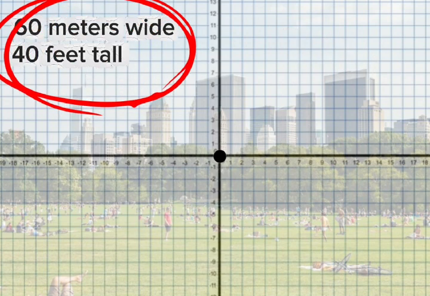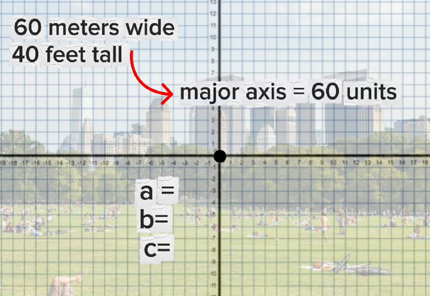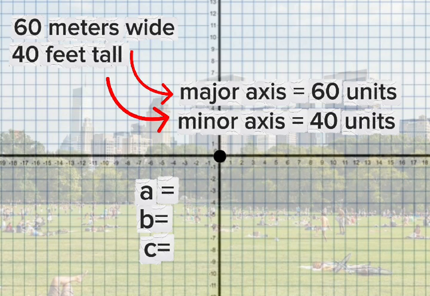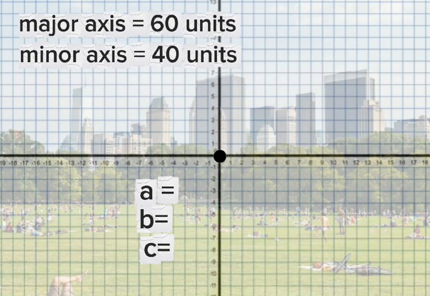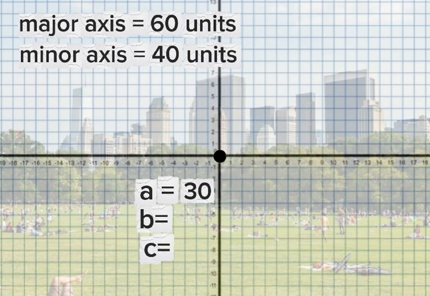With these measures, now we can find out the value of A, B, and C. 60 meters will be the measure of our major axis, while 40 feet will be the measure of our minor axis. Now, the formula of the major axis is 2A. And since 60 meters is the measure of our major axis, we will take 60 and divide it by 2. That will be 30. The value of our A will be 30.